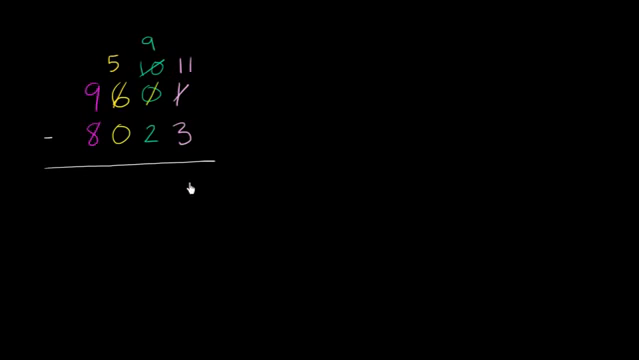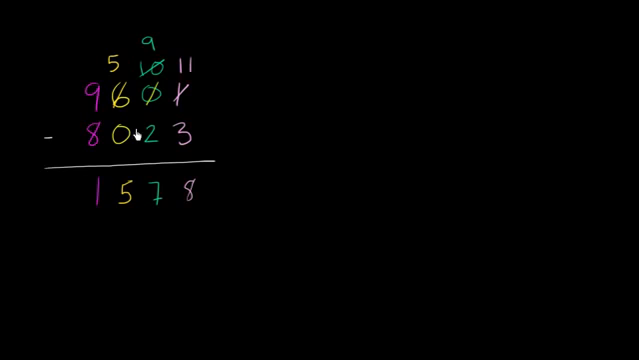11 minus 3 is 8. 9 minus 2, and this is really 90 minus 20, is 70. But in the tens place, we represent that as a 7. 500 minus 0 is 500, represented as a 5 in the hundreds place. 9,000 minus 8,000 is 1,000, and we're done.